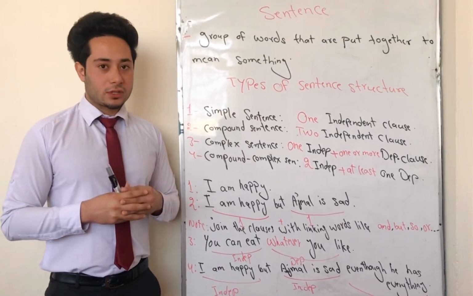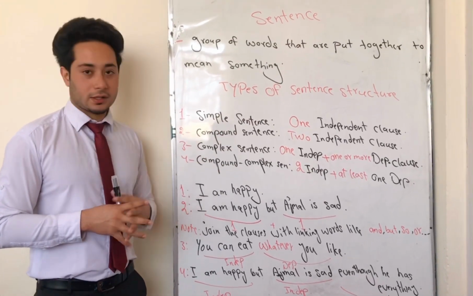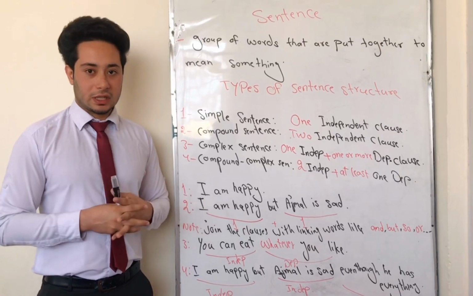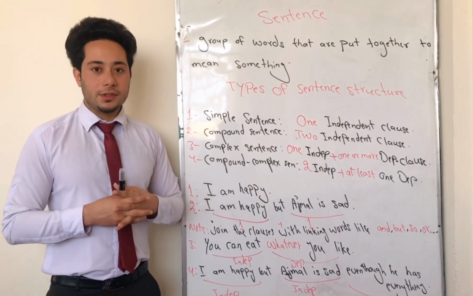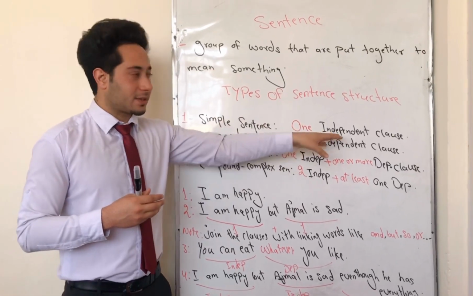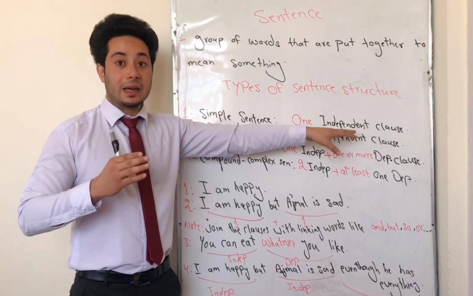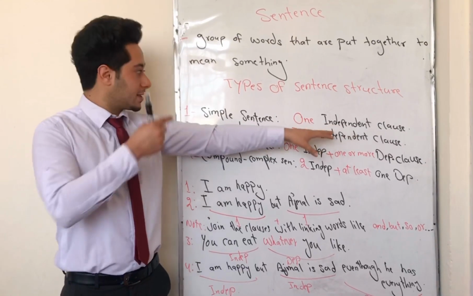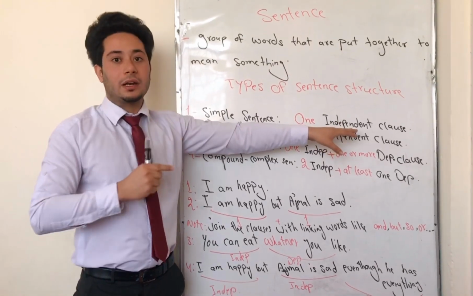There are four types of sentence structure, as I mentioned. Let's talk about the first one. What are simple sentences? Simple sentences are those sentences that are made of one independent clause. What does it mean? It means when a sentence has a subject plus a verb or a verb phrase with a complete meaning and it can stand independently, it is called a simple sentence. Simple sentence is equal to an independent clause.